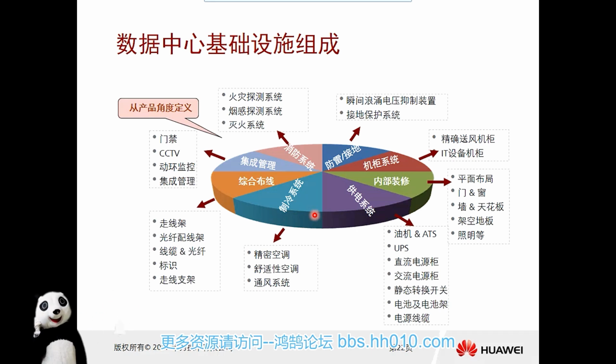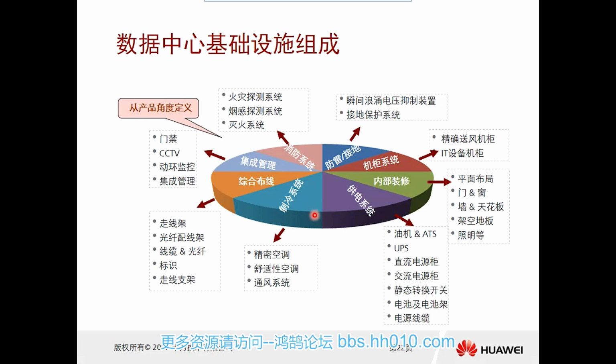For instance, this is refrigeration, including what might be called precision air conditioning, comfort air conditioning, and ventilation systems, etc. Everyone can see many systems in this picture. Take a look for yourself; I won't introduce more on my end. So these are our several basic infrastructures, 8 major systems. Of course, this might just be about some products.